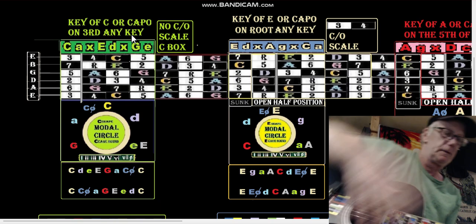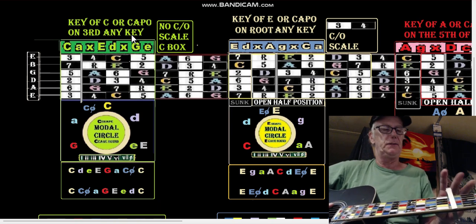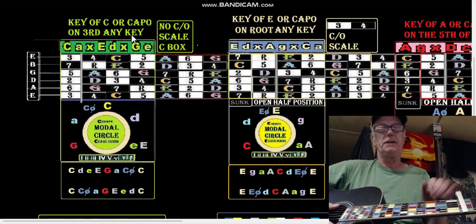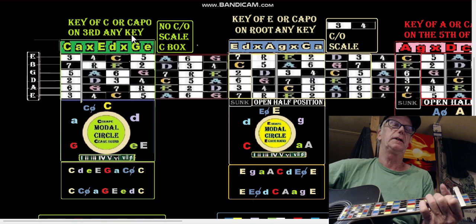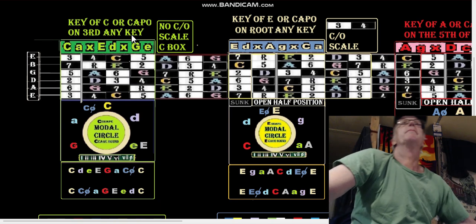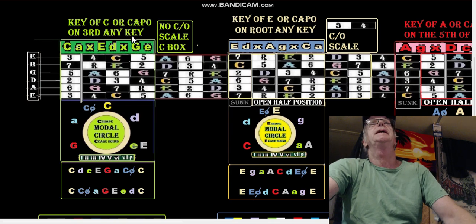So we'll just leave the capo where you're tuned to the key of E here. We could call it the key of C if we're playing in the key of C. That was what was a little confusing there. So let's look at this. We have the key of C or the capo on the third of any key.